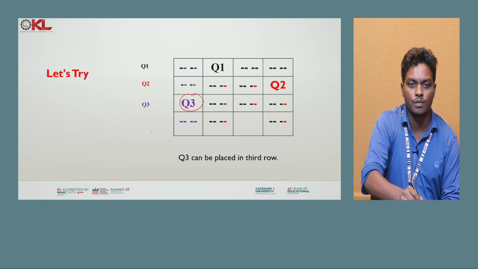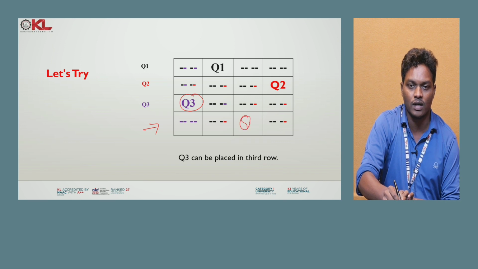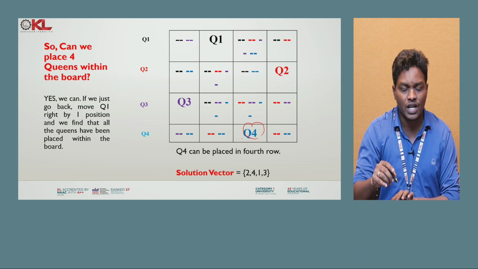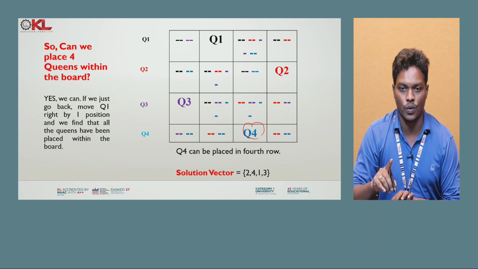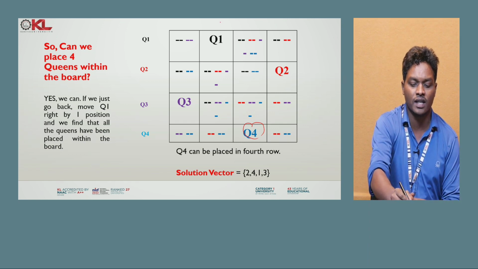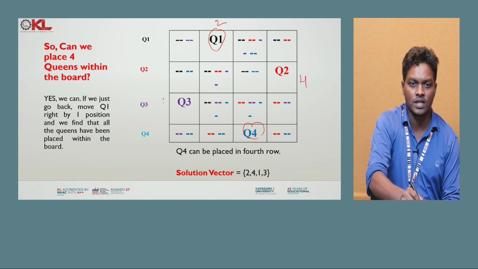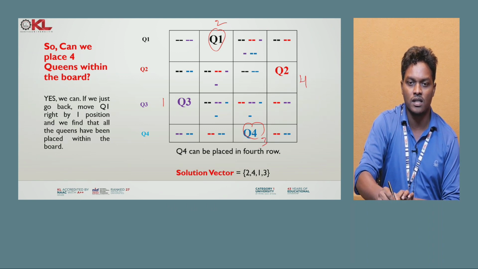Is there an available space after placing q3 for q4? Yes, there is. In the next step we have placed q4 here. So this is the construction of the 4x4 queens. What is the solution vector here? The first queen is placed in the second column, so this is 2. The second queen is placed in the fourth column, the third queen in the first column, and the fourth queen in the third column.